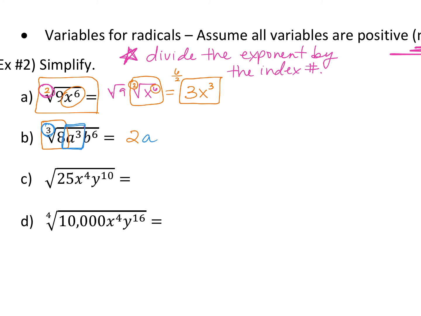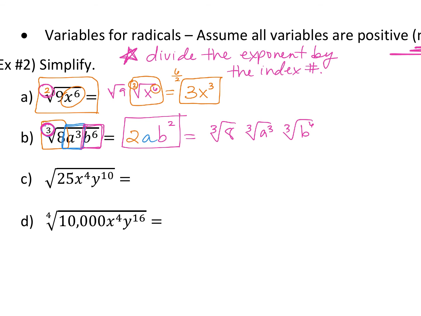Okay, now go here. B to the 6th. Don't forget, we still have an index of 3, so 6 divided by 3 is what? 2. B to the 2nd power. Okay, so you may take it one piece at a time if you prefer to rewrite it as the cube root of 8 and the cube root of a cubed and the cube root of b to the 6th. That's fine. In the end, this is what you should be coming up with, 2ab squared. Okay?